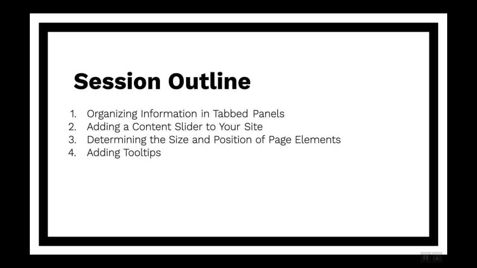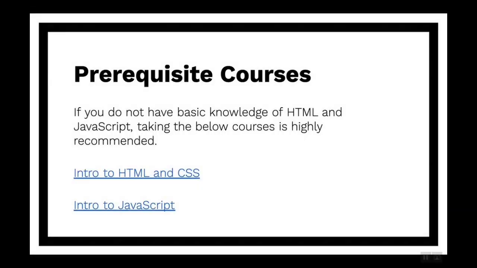You can find the library at jQueryui.com. By using this library, you'll be covering organizing information in tab panels, adding a content slider to your site, determining the size and position of page elements, and adding new tooltips.